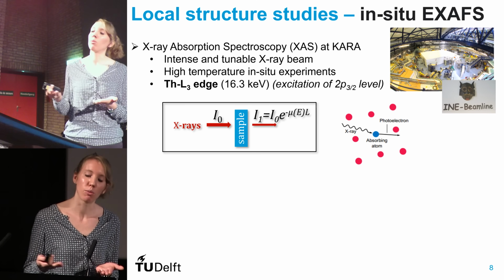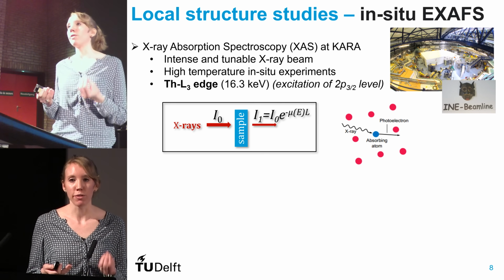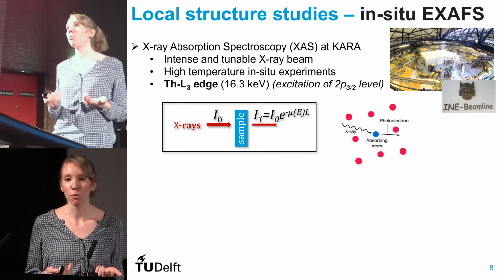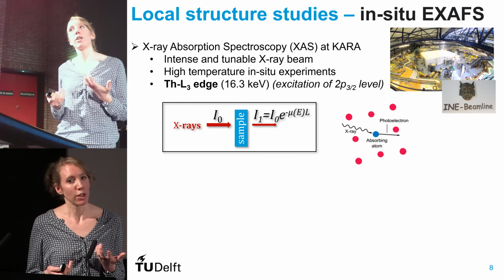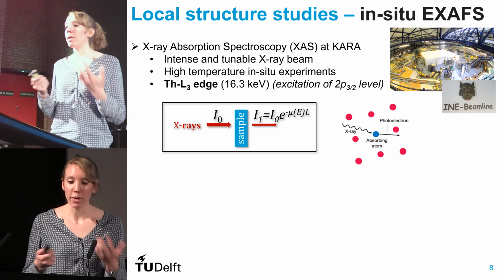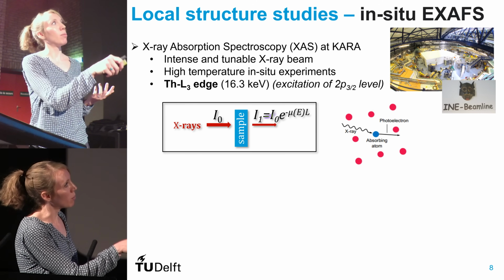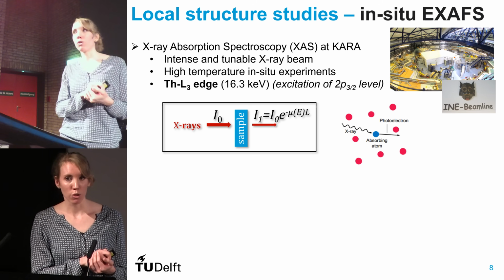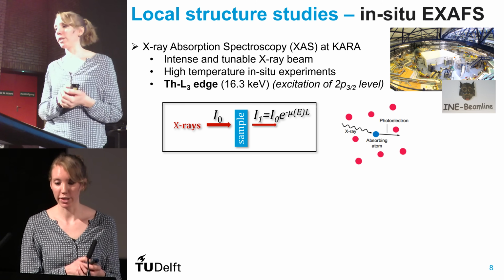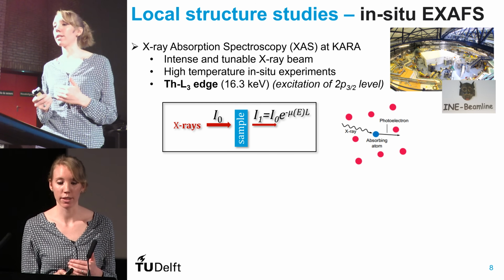And for those with some technical background, we measure the absorption of the X-rays at the thorium L3 edge, meaning that we excite the 2p core level, and then we measure the incident X-rays, the ones after the sample. Like this we know, from the Beer-Lambert law, the absorption coefficient of our material. And this we can relate to the local structure properties.